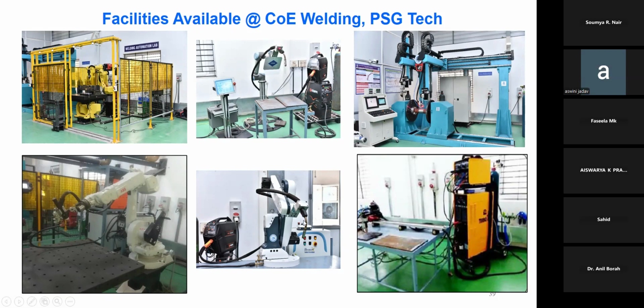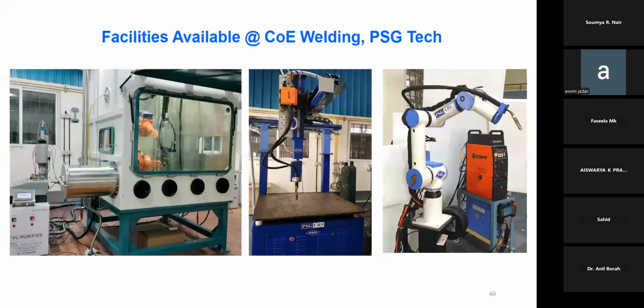And we have a 5-axis robo, which will help you to do MIG welding. And we have a 6-axis collaborative robo from the company called Universal Robots, which will help you to do MIG welding. And we have a turbo TIG welding machine also available in our center.